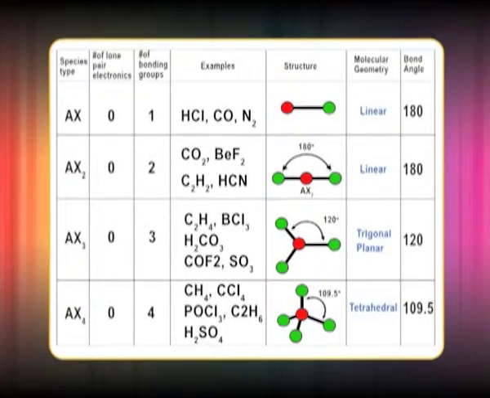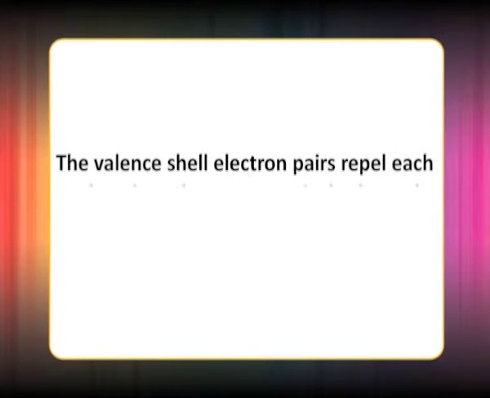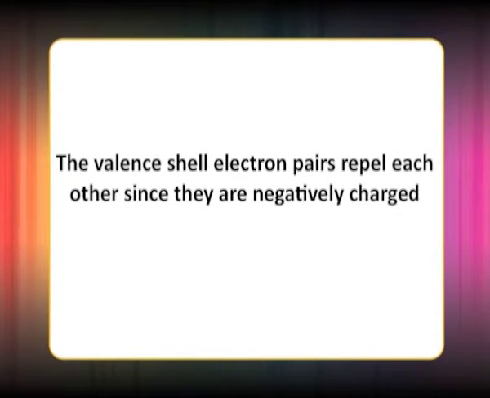The main points of this theory are: the shape of a molecule depends upon the number of valence shell electron pairs, bonding as well as non-bonding, around the central atom. The valence shell electron pairs repel each other since they are negatively charged. The electron pairs tend to occupy such positions in space that minimize repulsion and thus maximize distance between them.